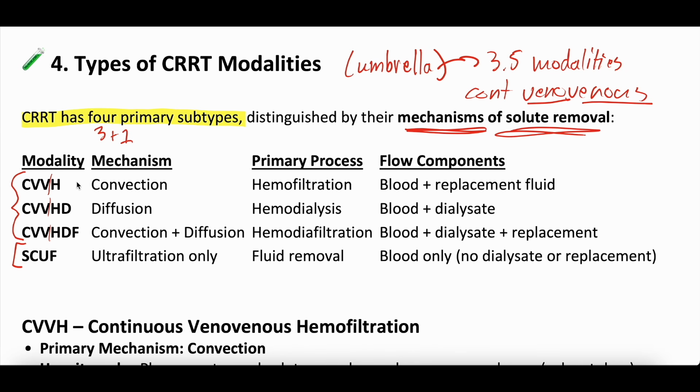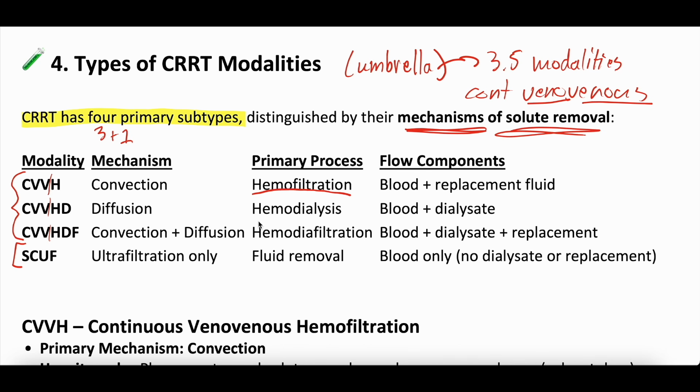And that just leaves us with fewer letters to focus on. So CVVH, if we ignore the CVV, it's really just H. CVVHD is really just HD. CVVHDF is really just HDF. Okay? CVVH, the H stands for hemofiltration. And this is important.